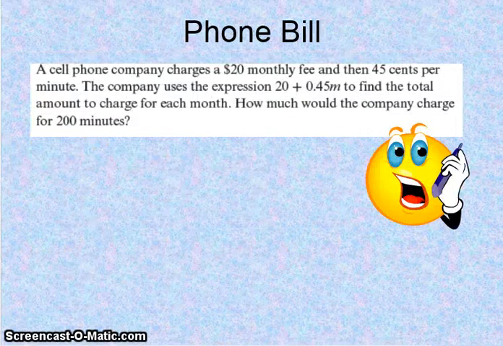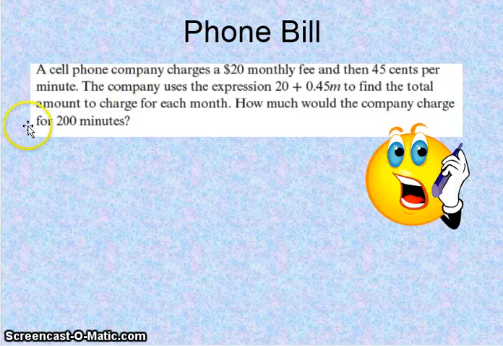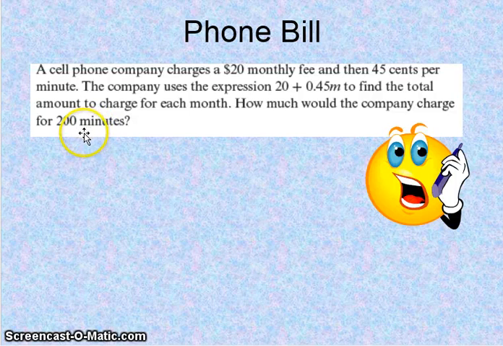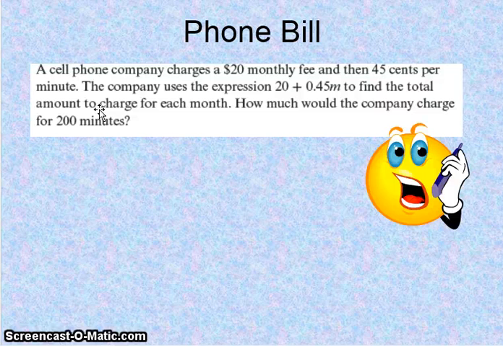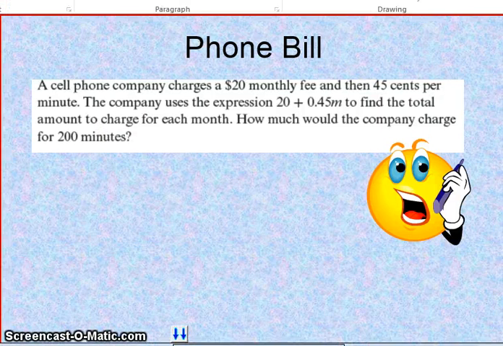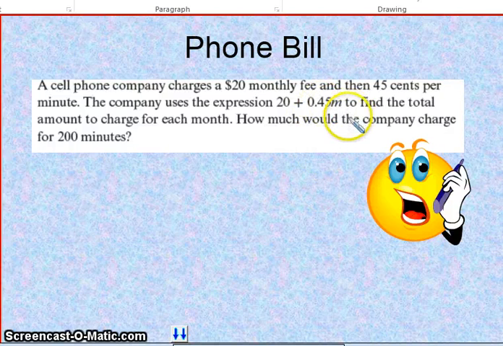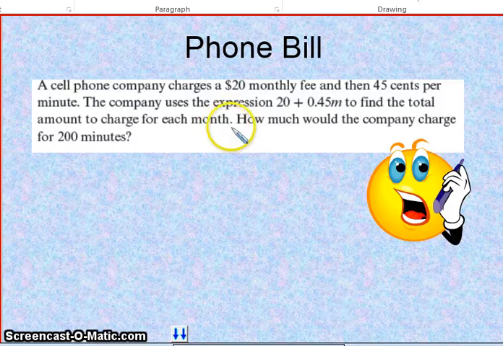Finally, we have a phone bill example. Again, another one you're going to need to write down, as well as that comparing on the last slide. A cell phone company charges a $20 monthly fee and then 45 cents per minute. The company uses the expression 20 plus 0.45 m to find the total amount to charge for each month. How much would the company charge for 200 minutes?